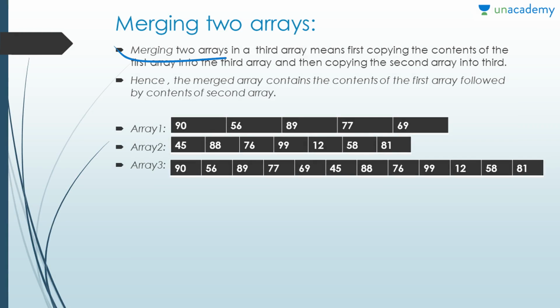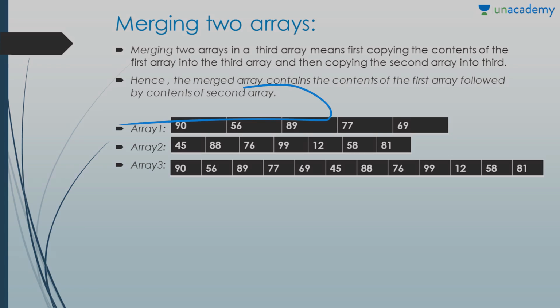Merging two arrays in a third array means first copying the contents of the first array into the third array, and then copying the second array into the third, meaning you are simply concatenating the two arrays, right? So the merged array contains the content of the first array followed by the content of the second array. Suppose you have to merge the two array elements into the third one. So this is what merging actually is, right?